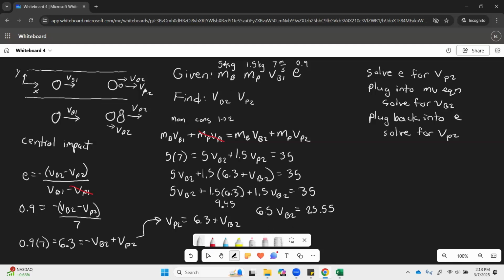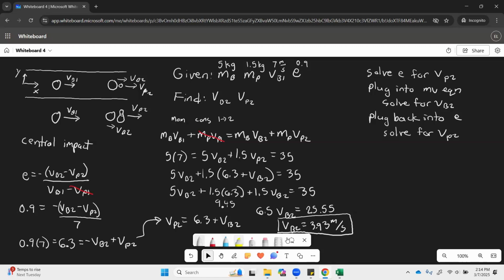So what do you get for VB2? Put that in a calculator. Okay, so VB2 equals 3.93 meters per second. And so the ball was originally going 7, and now it's slowed down to about half its speed, so that makes sense.